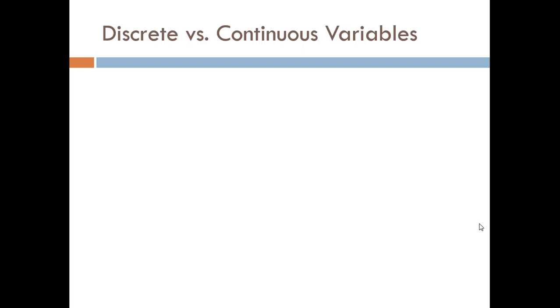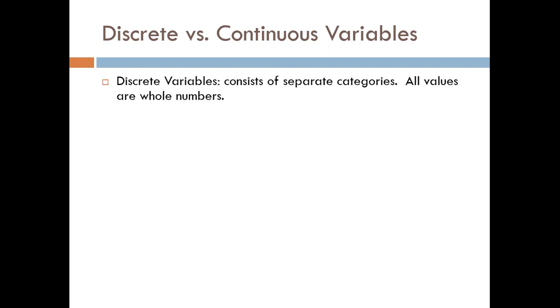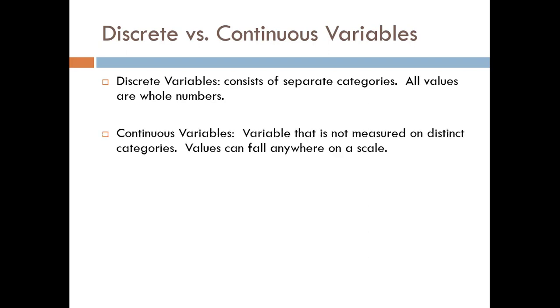So next, I want to cover the difference between discrete and continuous variables. While discrete variables are categorical and consist of whole numbers, continuous variables cannot be placed into distinct categories and fall anywhere on the scale. So continuous variables are not whole numbers. They can be broken into decimals and are typically defined by real limits. These real limits are defined by plus or minus half of an observed high score.